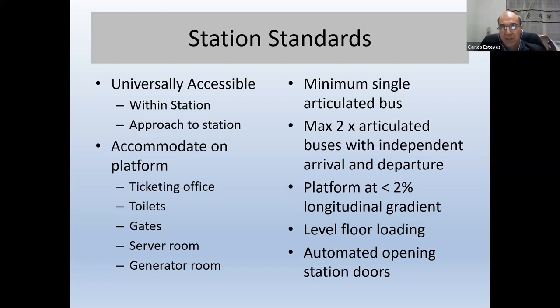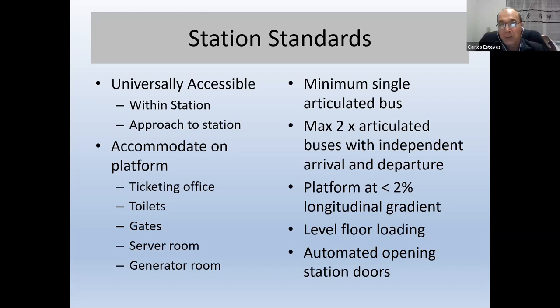So it's somewhat larger than the current buses. A typical bus is about 12 meters. An articulated bus is nominally about 19 or 20 meters long. The maximum from a practical perspective was 2 articulated buses for the station with independent arrival and departure. So there had to be space between the buses' stopping points to allow them to move.